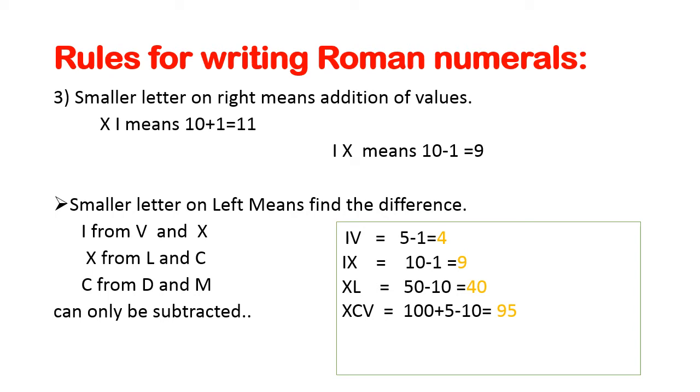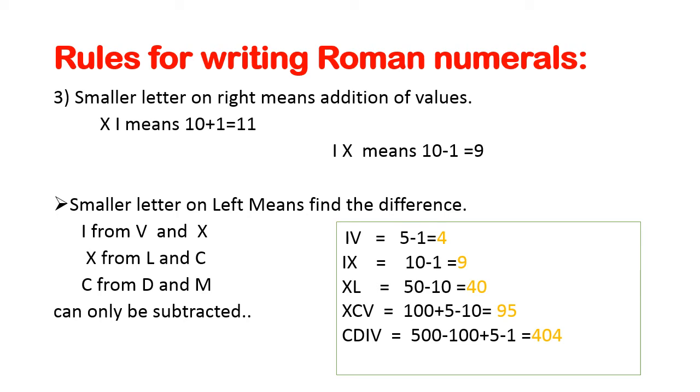Then X and V. So here the V comes on the right. So you have to add plus 5. Then the X comes on the left, so you have to subtract. So minus 10. So 100 plus 5 minus 10 is equal to 95. So the value of XCV is 95. Look at the next one.